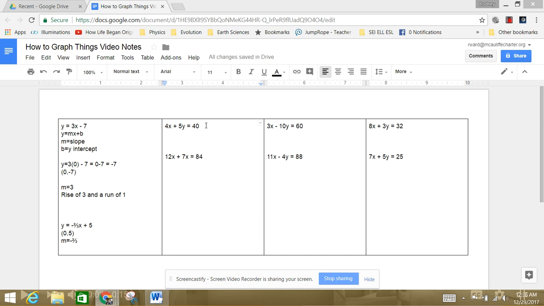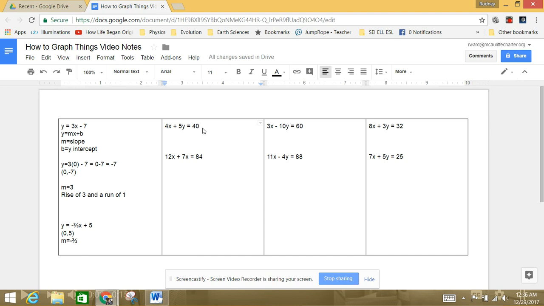Welcome to How to Graph Linear Equations. This time we're going to talk about the standard form. So here I have the equation 4x plus 5y equals 40. This is not in the slope-intercept form that we went over in the previous video. So we have a little more work to do.